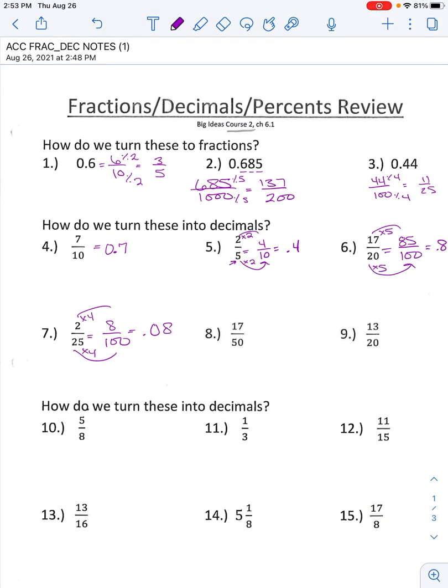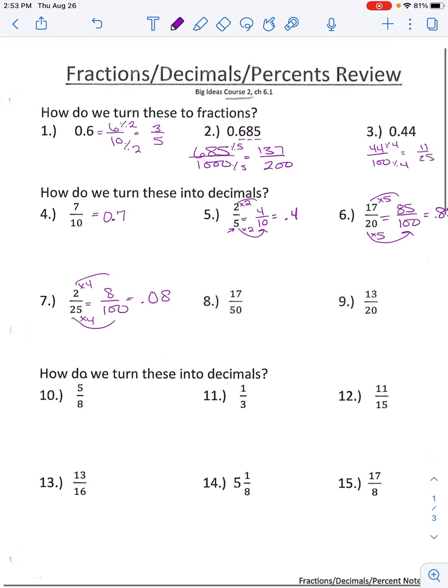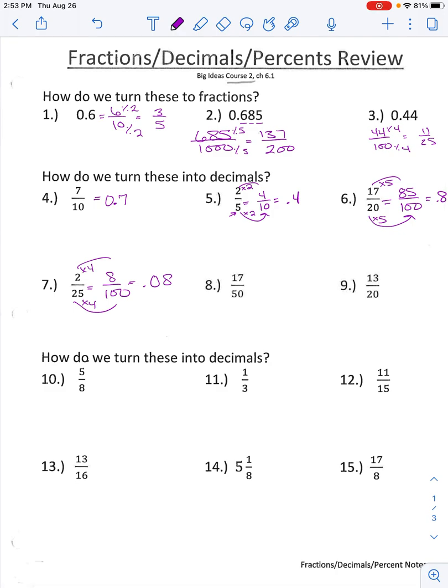Okay, so I'm going to skip number 8 and 9. Number 8 you would make out of hundredths and multiply by 2. And number 9 you would make it out of hundredths and multiply by 5. Okay, so what if the fraction does not have a denominator that would go into tenths or hundredths like it did for numbers 4 through 9?